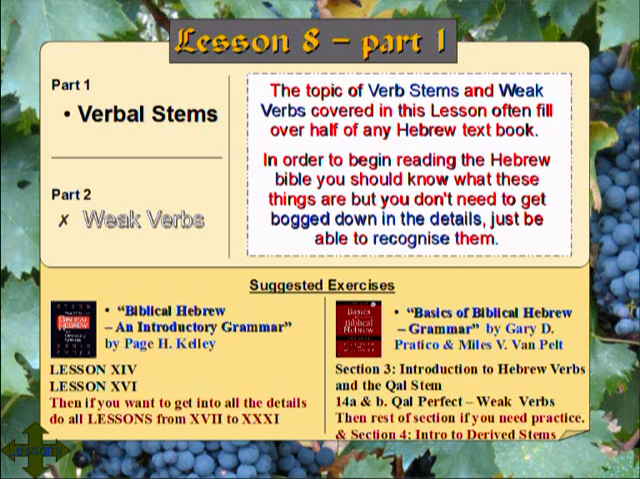And in the Basics of Biblical Hebrew Grammar by Gary D. Pratico and Miles V. Van Pelt, Section 3, Introduction to Hebrew Verbs and the Kal Stem, do exercises 14a and 14b, Kal Perfect Weak Verbs. Then, if you wish to have more practice with the weak verbs and verb stems, then do all of Section 4 lesson exercises. Section 4 is the Intro to Derived Stems.